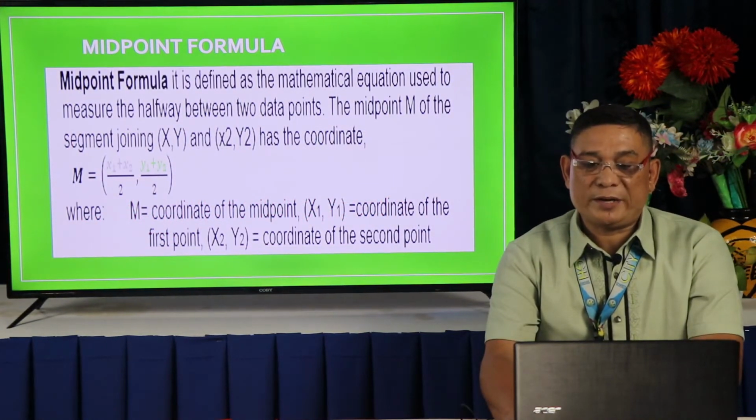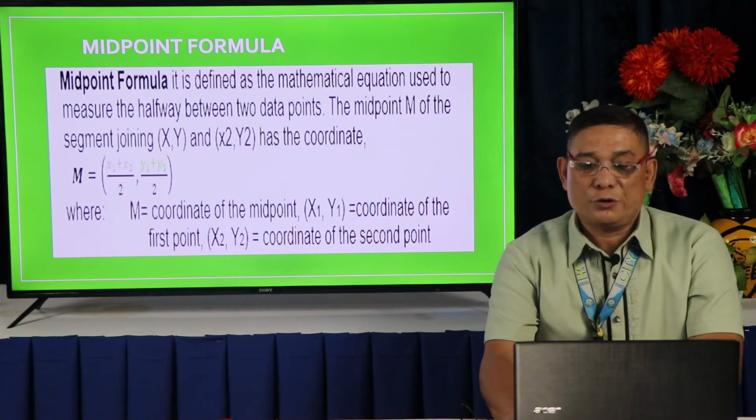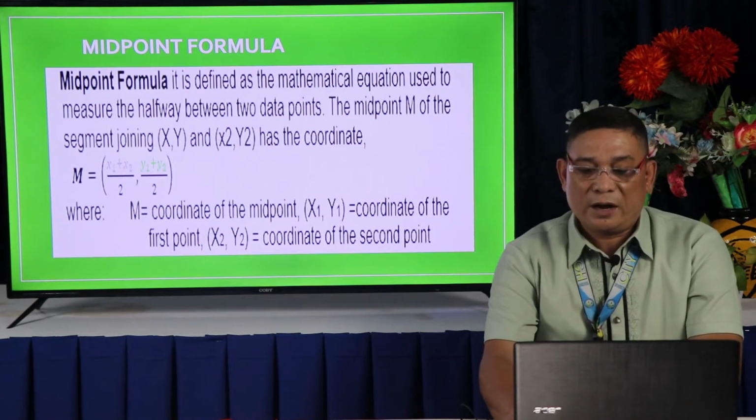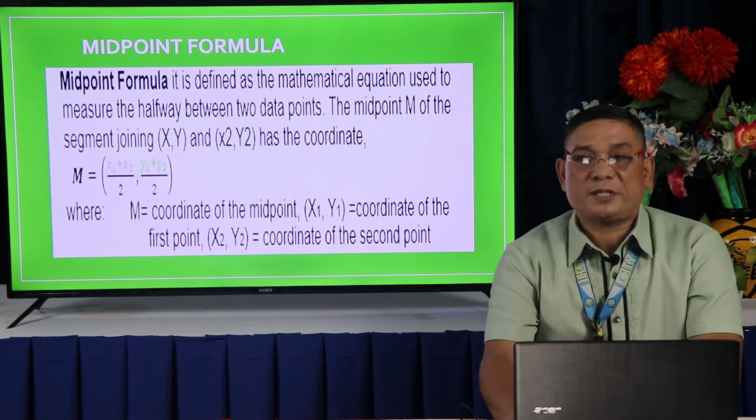Midpoint formula is defined as the mathematical equation used to measure the halfway between data points. The midpoint M of the segment joining (x sub 1, y sub 1) and (x sub 2, y sub 2) has the coordinate of M equals quantity x sub 1 plus x sub 2 divided by 2, and y sub 1 plus y sub 2 also divided by 2, where M is the midpoint, (x sub 1, y sub 1) is coordinate of the first point, and (x sub 2, y sub 2) coordinate of the second point.